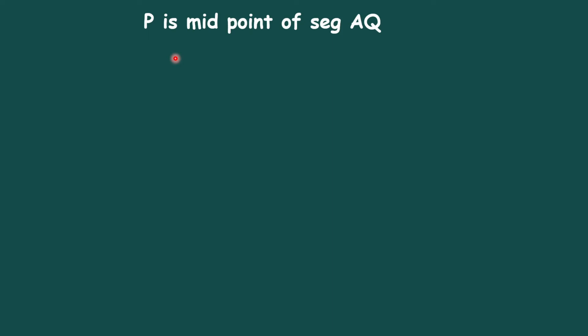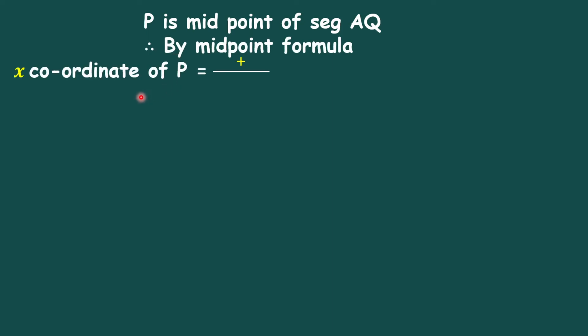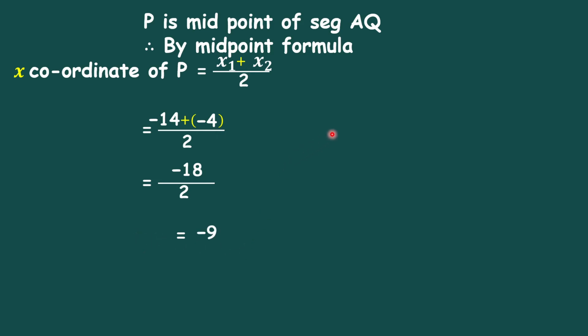Therefore by midpoint formula, the x coordinate of point P is x1 plus x2 upon 2. Here x1 is the x coordinate of point A, which is -14, plus x2 is the x coordinate of point Q, which is -4 upon 2. Here 14 and 4 have same sign, therefore give the same sign. We take addition, 14 plus 4 is 18, therefore -18 upon 2. Dividing by 2 we will get x coordinate of point P is -9.